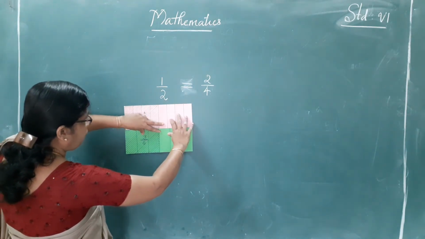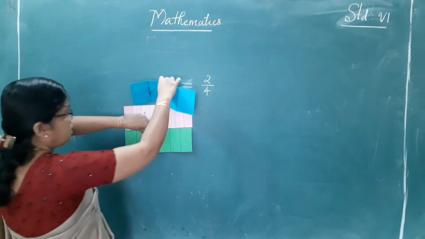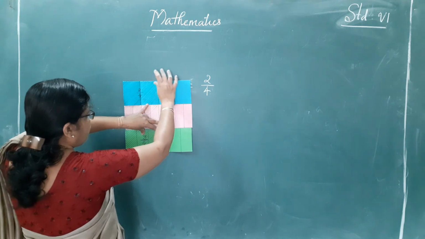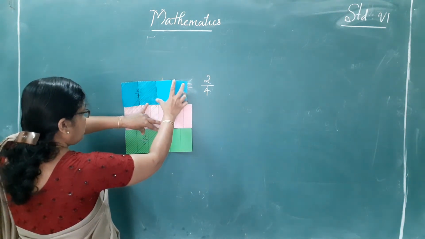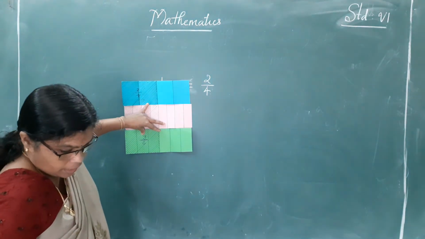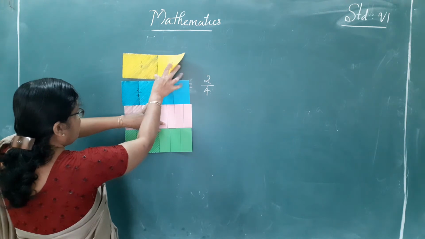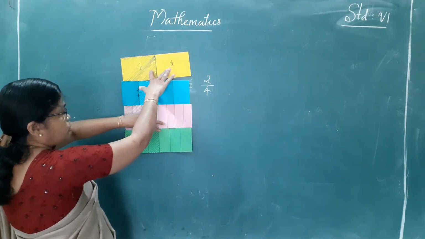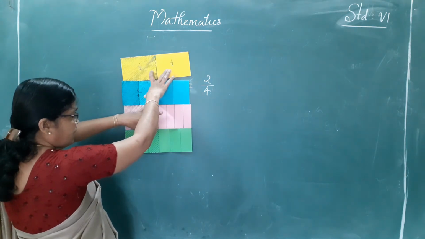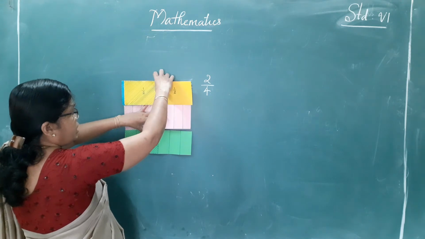Okay, 8 by 4, 3 by 6. Now let me keep this paper also over this. See, 2 by 4, 2 by 4, and another paper is 1 by 2. See, from this what can you see? This 1 by 2, 2 by 4, and 3 by 6, and 4 by 8. All these are equal portions.